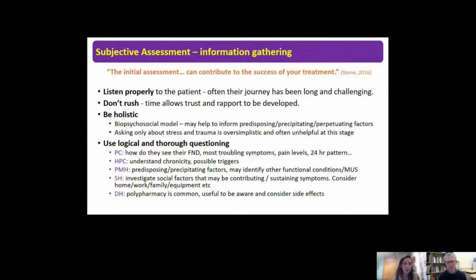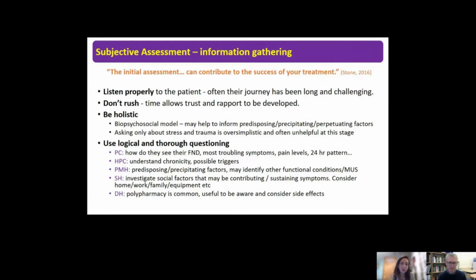Ask them, how are they now? What are their current symptoms? What are their most troubling symptoms? What are their pain levels? And how does their condition vary over a 24-hour period? See if you can understand some of those easing and aggravating factors. Understand the chronicity. When did it start? Is there any trigger that they or you can identify? But don't get really stuck trying to find one single trigger. As Richard said, it's not always as simple as that.